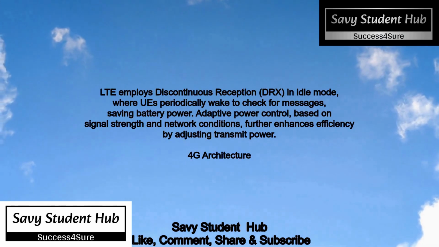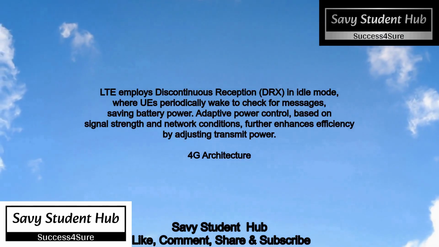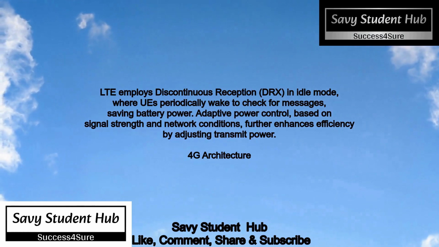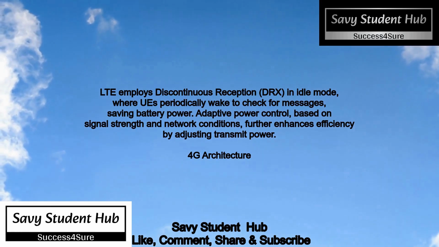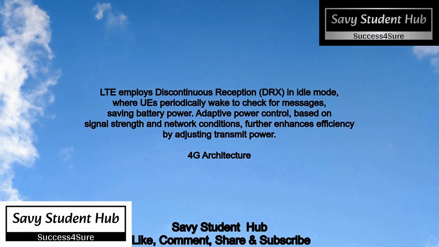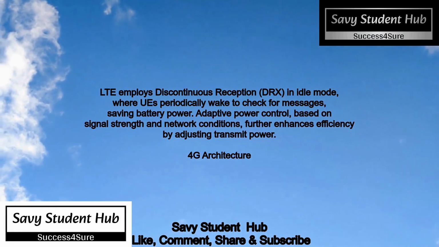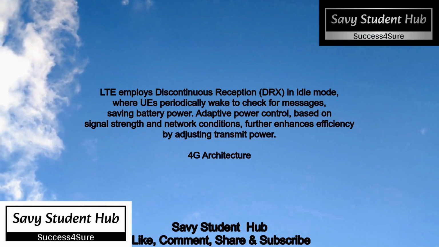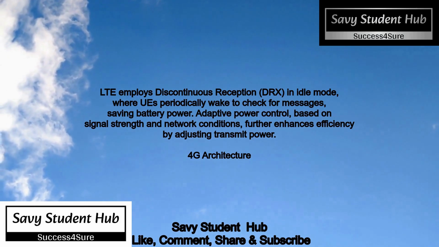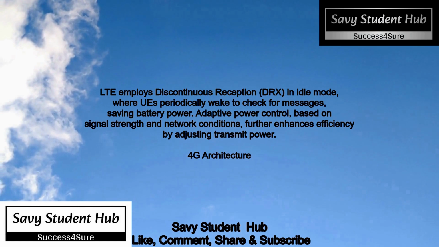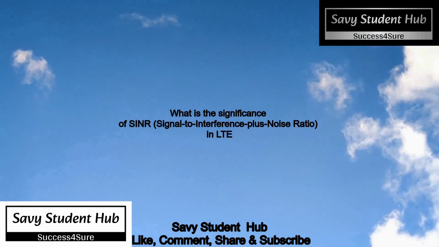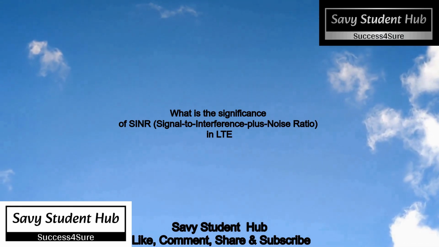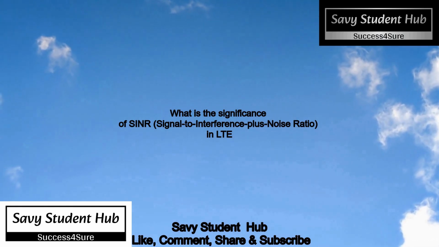LTE employs discontinuous reception (DRX) in idle mode, where UEs periodically wake to check for messages, saving battery power. Adaptive power control, based on signal strength and network conditions, further enhances efficiency by adjusting transmit power. What is the significance of SINR, signal to interference plus noise ratio, in LTE?